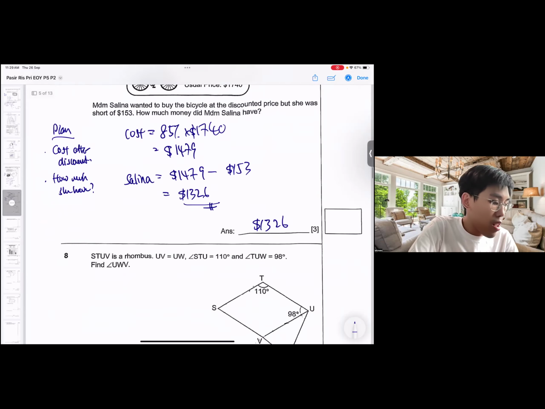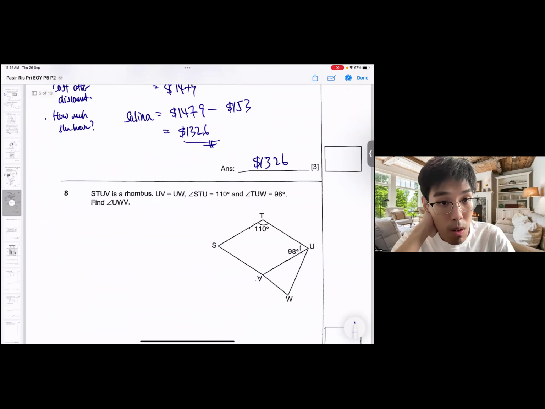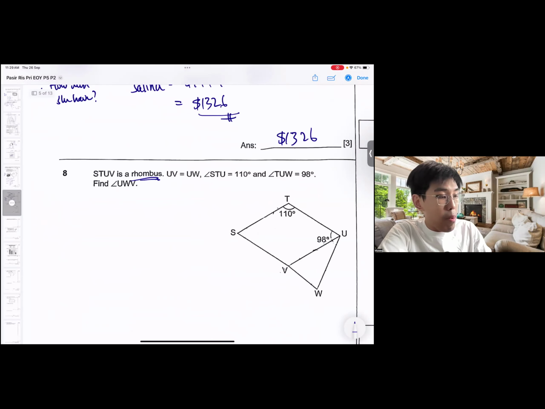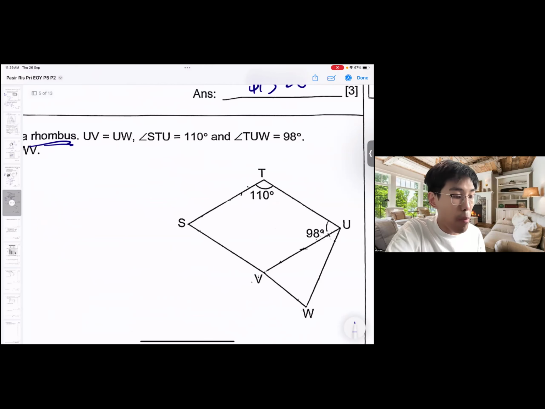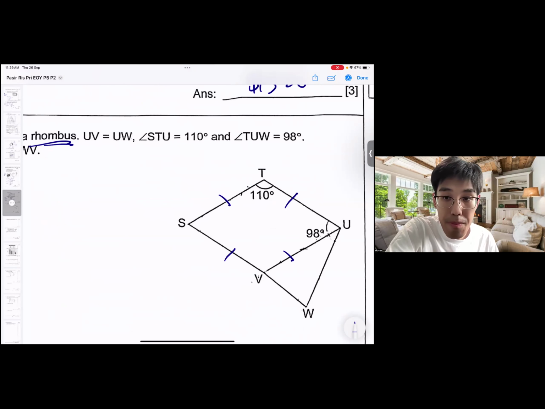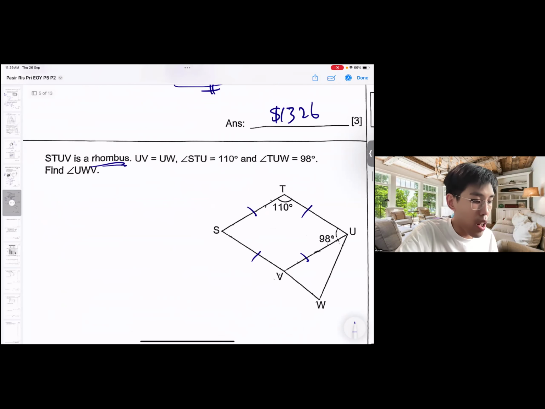Okay, next. Question 8. STUV is a rhombus. UV equal to UW. STU 100. Then TUW 98. Most of the things are there, but one is more important. It is a rhombus. When we see rhombus, always annotate on the diagram what a rhombus is. A rhombus comes from a tilted square. That means all sides are the same. All sides are equal. So this allows us to find a lot of things really.